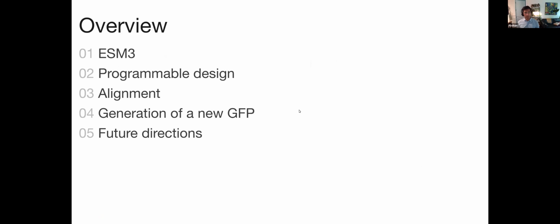Overall, I'm going to talk about ESM3, the architecture, the training, and the way we use and sample from the model. I'll go into how we can prompt ESM3 to design new sequences and structures, talk a little bit about aligning ESM3 to produce structured sequences with certain properties that we think are desirable, then talk about our validation in the form of generating a new green fluorescent protein, and finally discuss some next steps for the company.